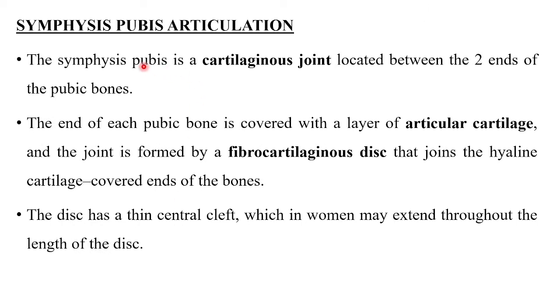Coming to the articulations, the symphysis pubis articulation. The symphysis pubis is a cartilaginous joint located between the two ends of the pubic bones. The end of each pubic bone is covered with a layer of articular cartilage, and the joint is formed by a fibrocartilage disc that joins the hyaline cartilage covered ends of the bones. The disc has a thin central cleft, which in women may extend throughout the length of the disc.